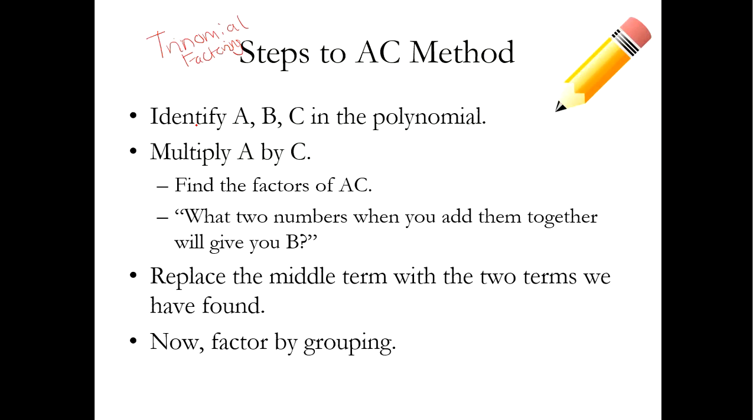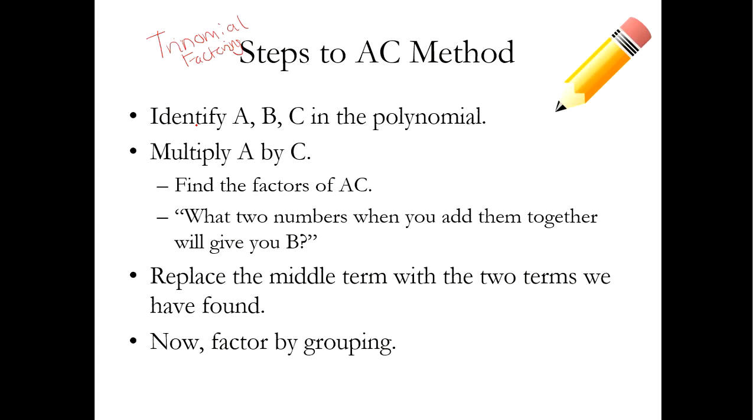First of all, you're going to want to identify the A, B, and C in the polynomial. And I'll talk about what A, B, and C are. Then we're going to multiply A and C together. We're going to get a number. And you're going to want to find all the factors of that number. And then we're going to add those factors together to see which one of them will give us our B term. Once we do that, we're going to replace that B term with the two terms we found. Then it becomes what we did before, the factor by grouping with the box.